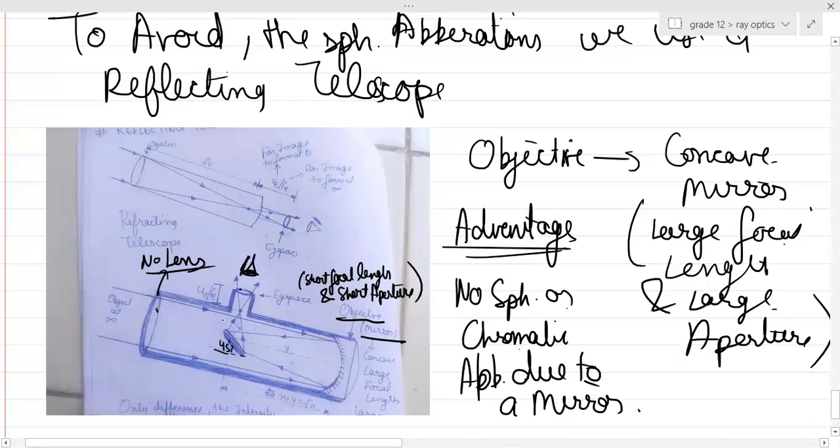Is it clear, guys? So basically this is what happens. The problem here is that refracting telescopes can be compact. Have you seen the one which sailors have, the one with the two lenses? Everyone must have seen it in Pirates of the Caribbean. So these are the refracting telescopes which people generally use.